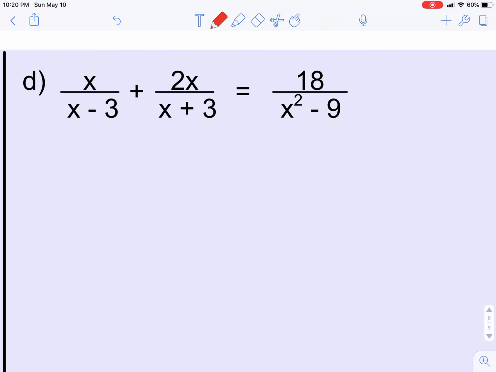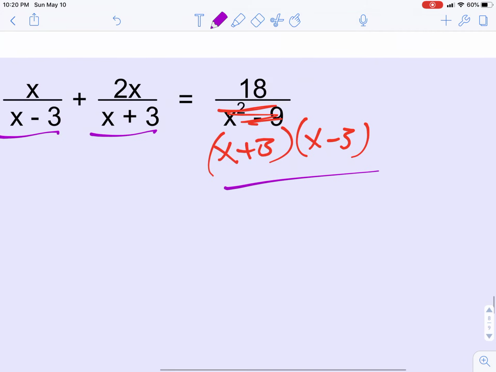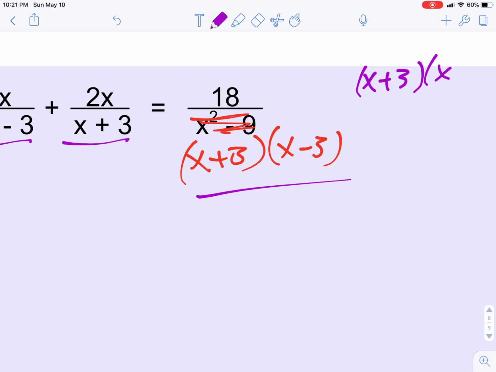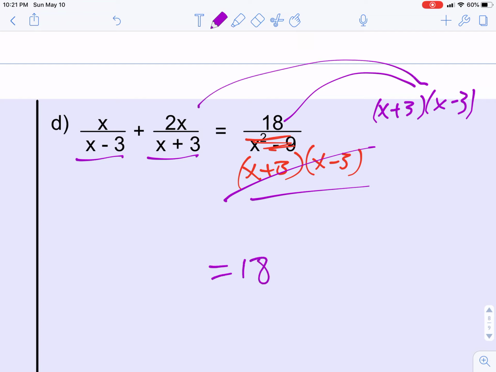This one, x squared minus 9 is x plus 3, x minus 3. Okay. So when I'm going through, I have an x minus 3, I have an x plus 3, and I have those same two right here. So I'm going to multiply everything by x plus 3, x minus 3. Okay, that's our idea. So when you distribute to here, they all cancel out. I'm left with 18.